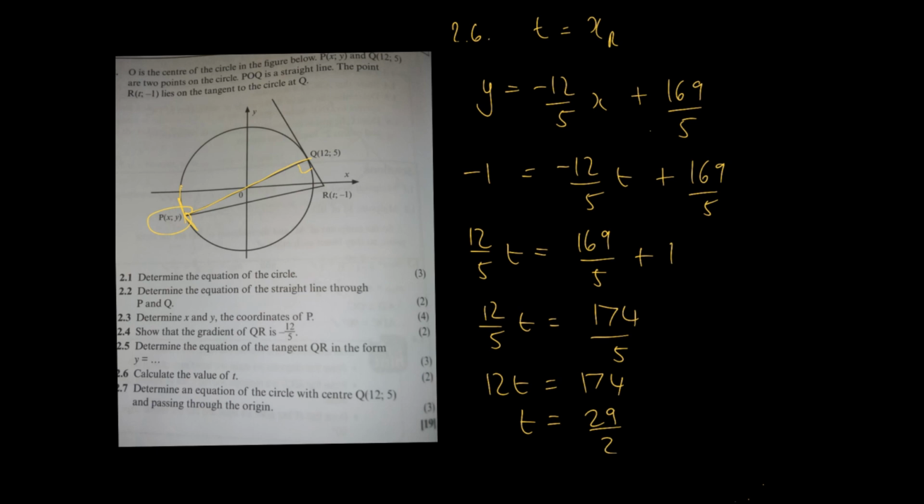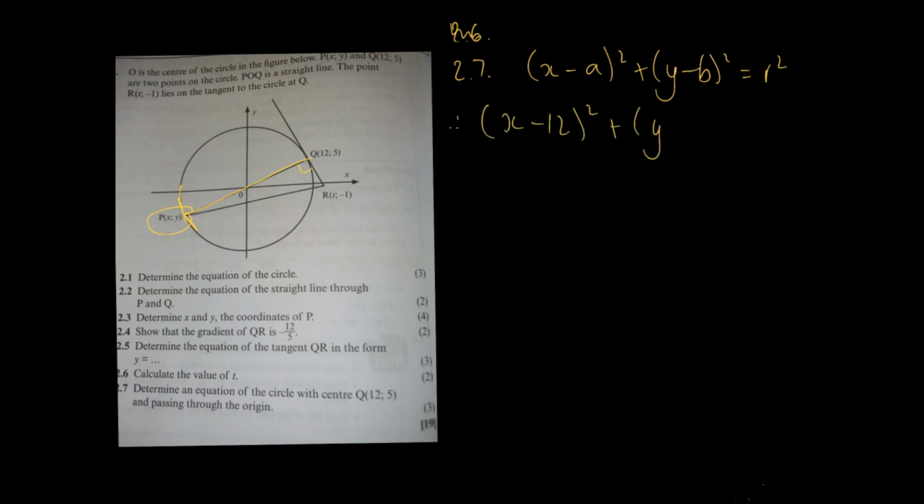Last question is question 2.7, where they ask you to determine the equation of the circle. So again, I'm going to erase this and write in its space. Let's just do that quickly. There we go. And now what we want to do is we want to work out 2.7.